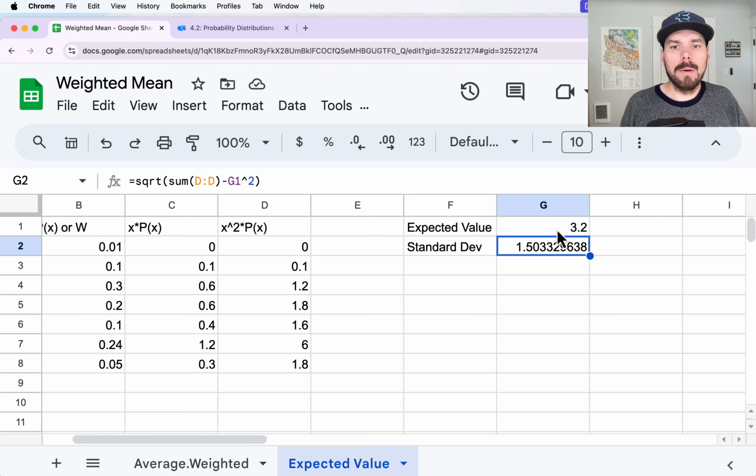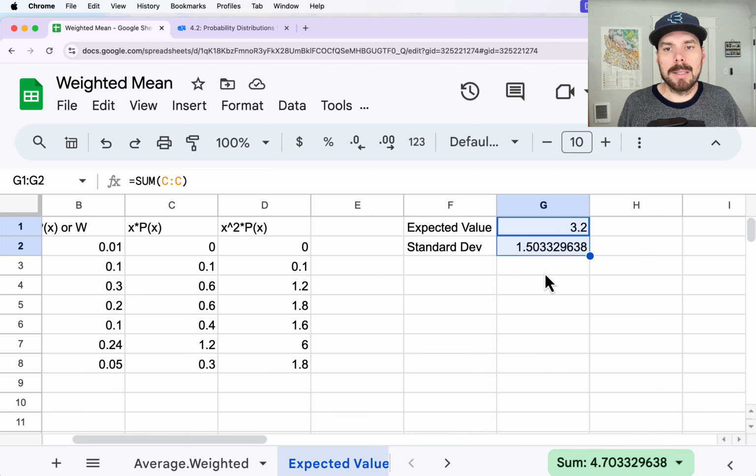What we also learn is how much we expect to deviate from the mean. 1.5 in either direction is the standard deviation. And that information is great for distributions that are spread out over a wide range of values.